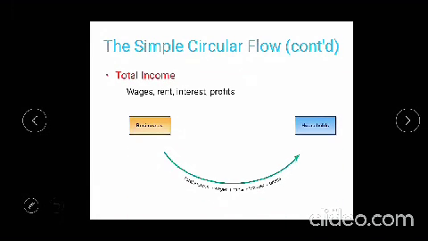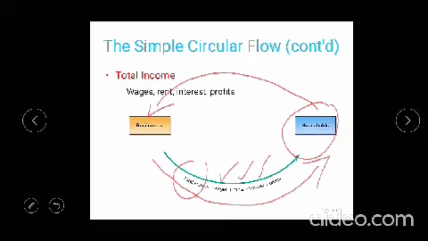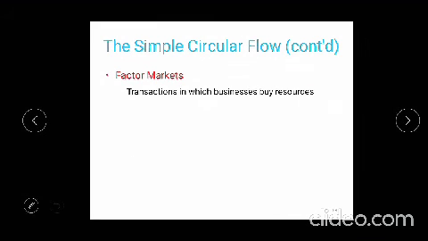So this is the total income, which includes the wages, rents, interest, and profits. From the business sector, the amount which flowed in this direction, which was spent by the households, flows back to the households in the form of total income: the wages given to the labor force, the rent, the interest paid on the capital, and the profits on entrepreneurship. This is the factor market, the transactions in which businesses buy the resources.